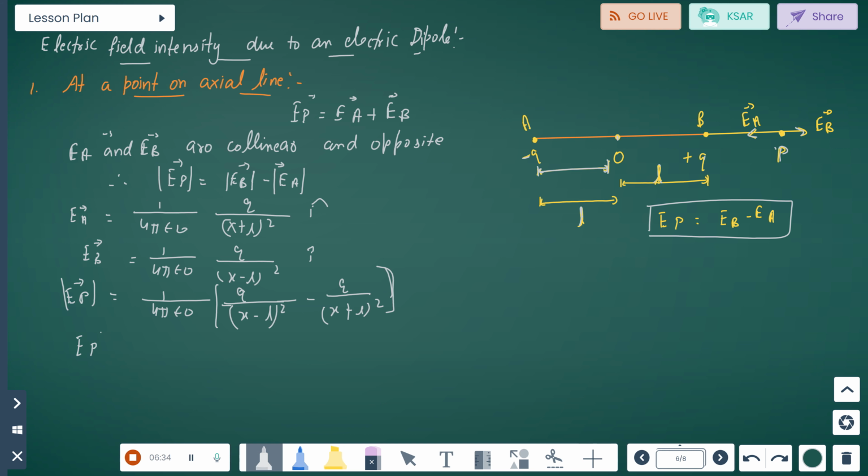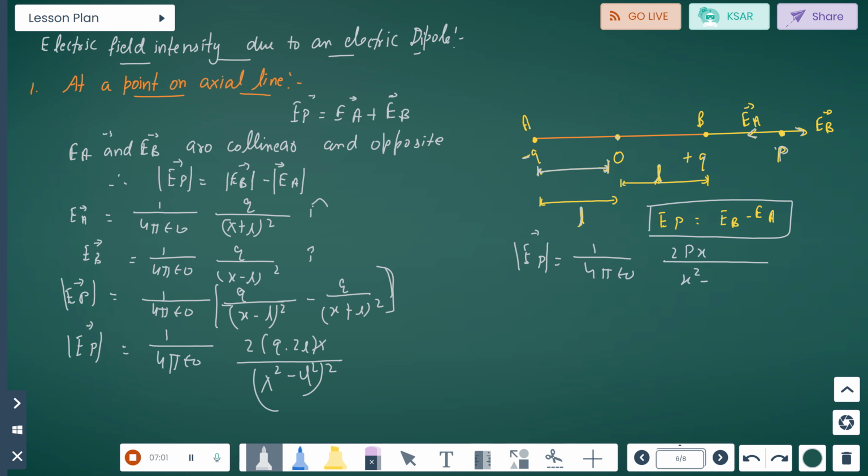Therefore, E mod is equal to 1 by 4 pi epsilon naught Q into 2L into x divided by (x square minus L square) whole square, where EP mod equals 1 by 4 pi epsilon naught 2px divided by (x square minus L square) whole square, and EP is 1 by 4 pi epsilon naught 2px by (x square minus L square) whole square, I vector, after removing the mod.